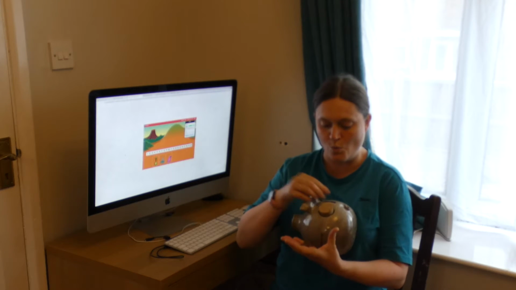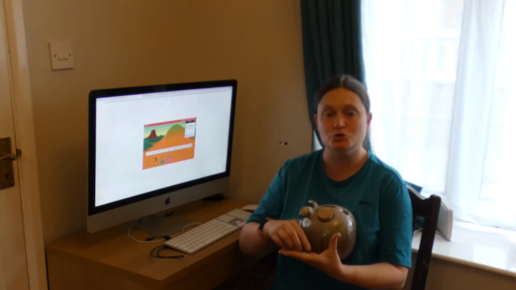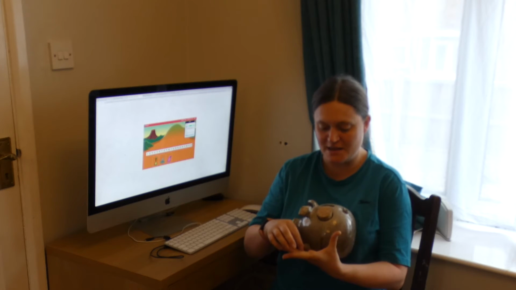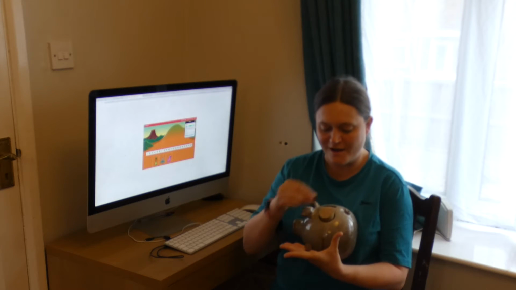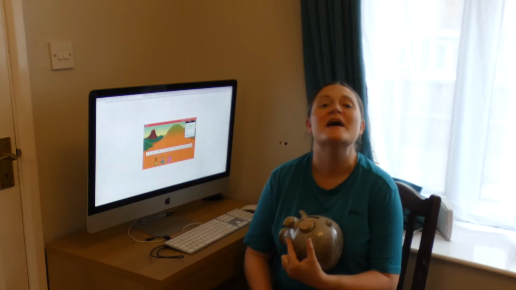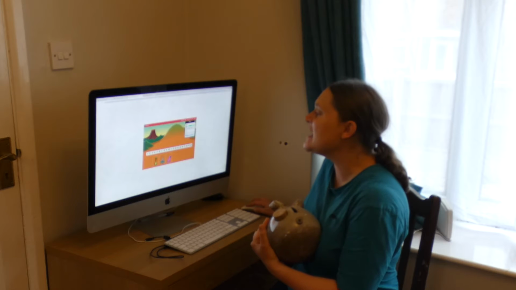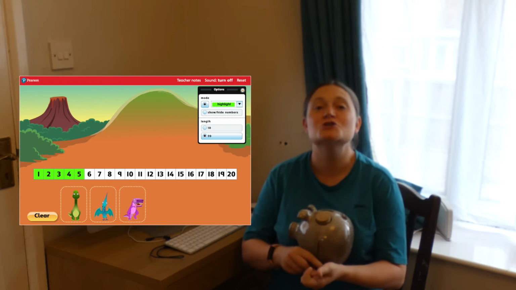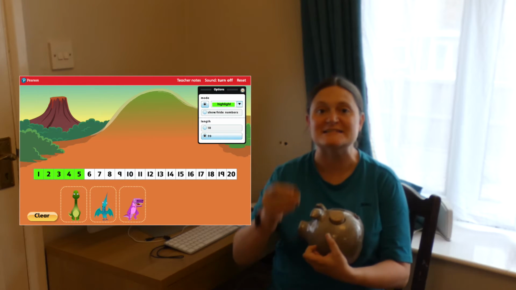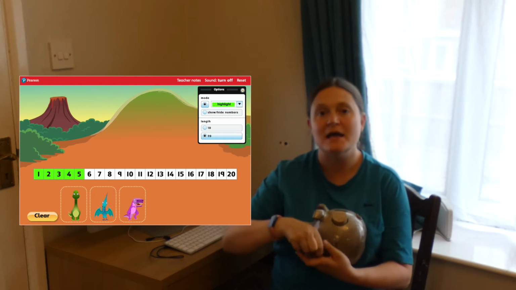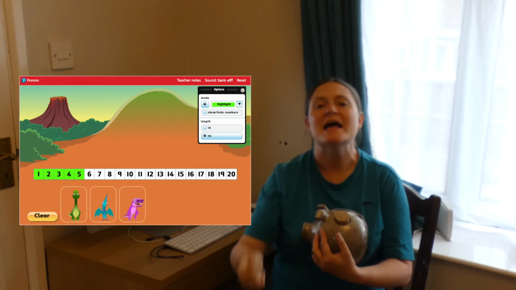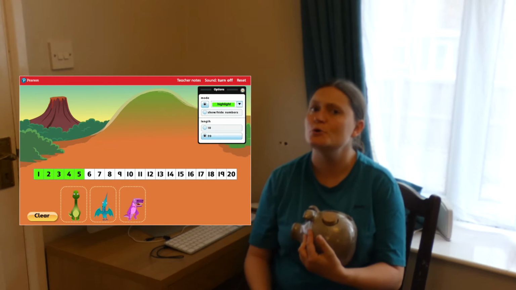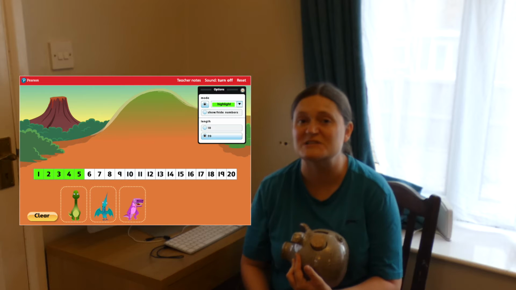Here we go. 1, 2, 3, 4, 5. So you know that 5 pennies have gone into this piggy bank. And let's just highlight that now on my number line. There we go. Now I'm going to add 2 more pennies. Here they are, 1 and 2. Now, how many will I have put in my piggy bank all together?